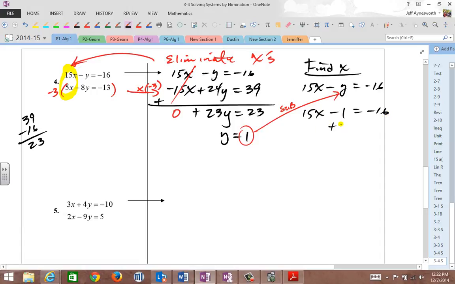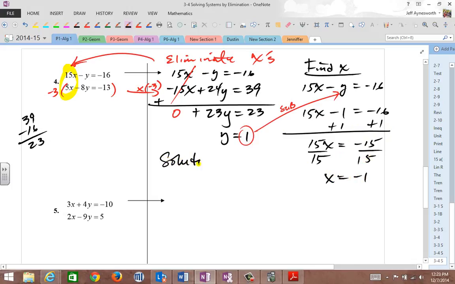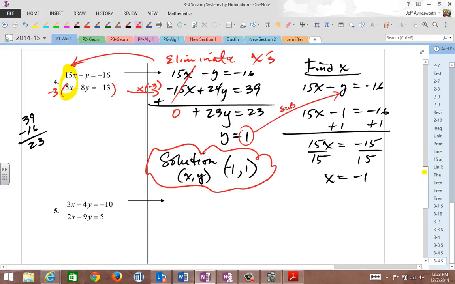So let's continue. Let's add 1, and we get 15x is equal to negative 15. Okay, and then you divide by 15, and you're going to get x equals negative 1. So the solution here on this one is always x and then comma y. It's going to be negative 1 comma 1. Okay, it's not too bad.